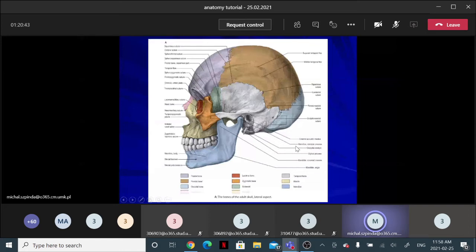Just here, in the temporal fossa, the temporal plane is the medial wall of the temporal fossa that's limited by the superior temporal line. To the superior temporal line is attached the temporal fascia, and to the inferior temporal line is attached the temporalis muscle.